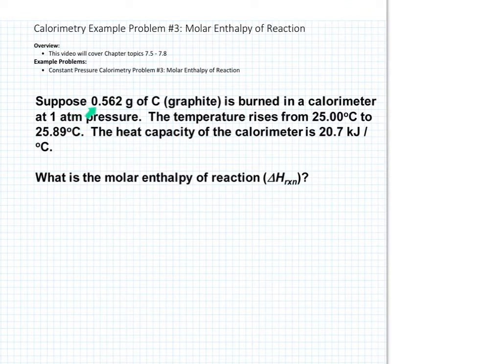So here's the wording of it. Suppose we have 0.562 grams of carbon, graphite. It's burned in a calorimeter at 1 atmosphere pressure, so the pressure does not change. That's why this would be a constant pressure example. The temperature of the calorimeter rises from 25 degrees C to 25.89 degrees C. The heat capacity of the calorimeter is 20.7 kilojoules per degree C. What is the molar enthalpy of reaction?